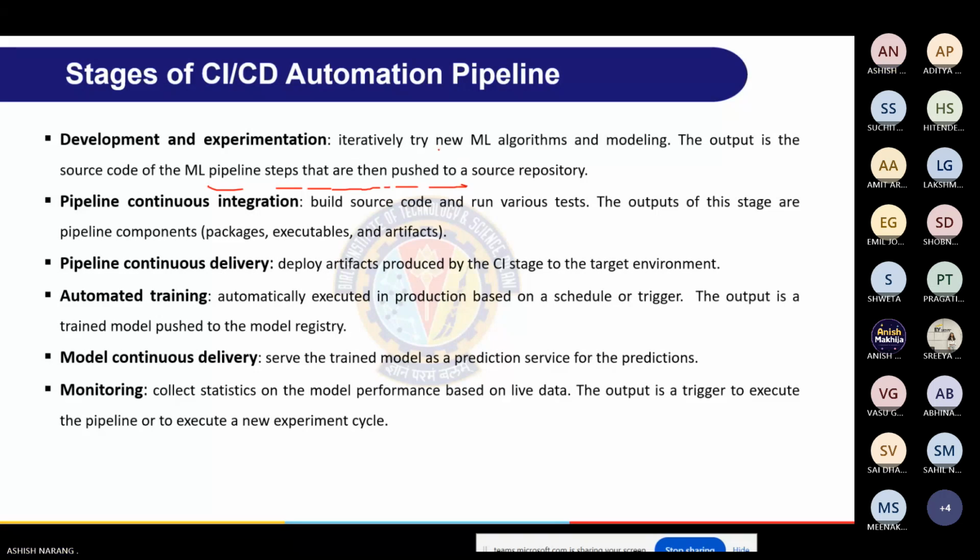Continuous delivery. Delivery is where artifacts are deployed into the targeted environment. Models are automatically retrained, triggered by the time schedule or by the data change, right? And this is also a complete automation. Then comes monitoring. Serve the trained model as a prediction service for the predictor. So this is continuous delivery, right? Retraining, everything happening continuously. Monitoring collects the statistics on the model performance based on the live data, and the output is a trigger to execute the pipeline or to execute a new experiment cycle.